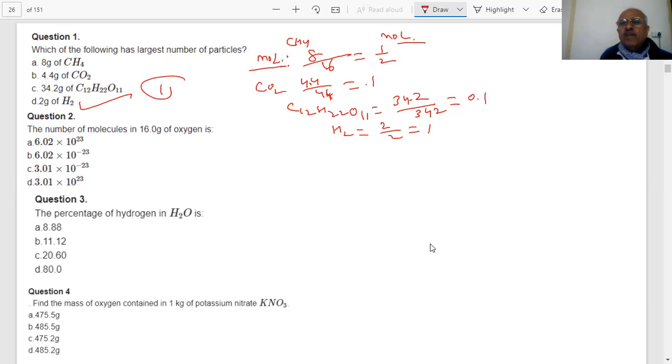Maximum moles, and multiplying with the Avogadro number is the same for all. Next question on the screen, students. The number of molecules in 16 gram oxygen. You have 16 gram oxygen, students. How many molecules?